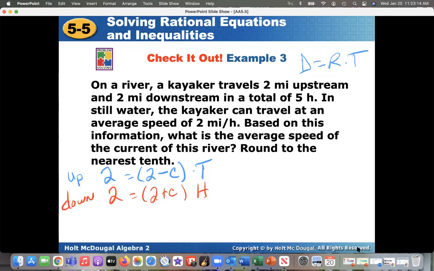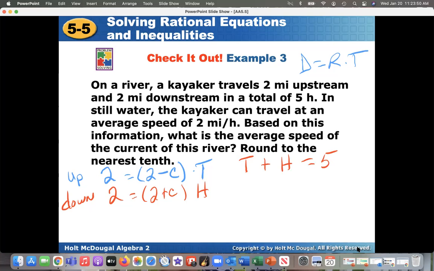All right. Now, what do we know about this situation? The whole trip took how long? 5 hours. That should mean that T plus H, shouldn't that equal 5? Is that correct? So the time for the upstream leg plus the time for the downstream leg should equal 5. All right. That's where we're going to end up with a rational equation.